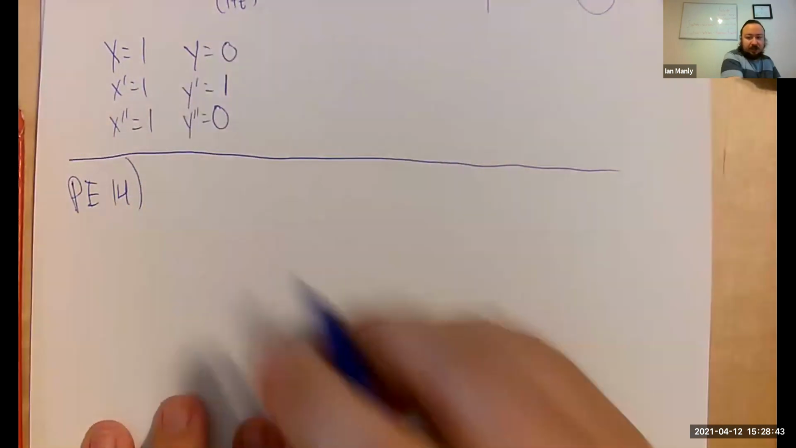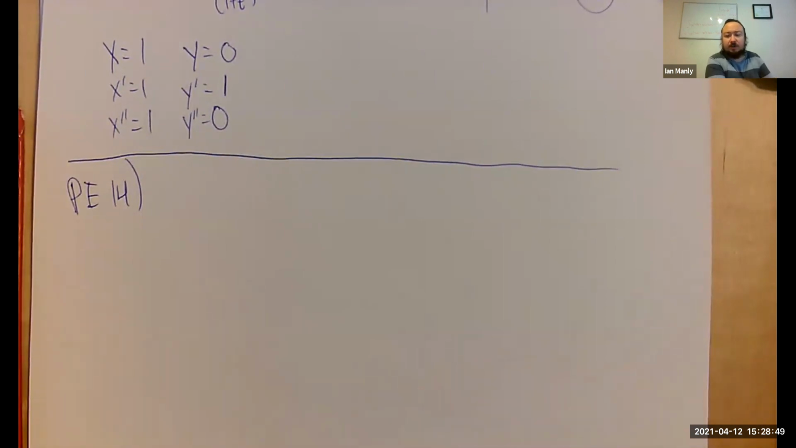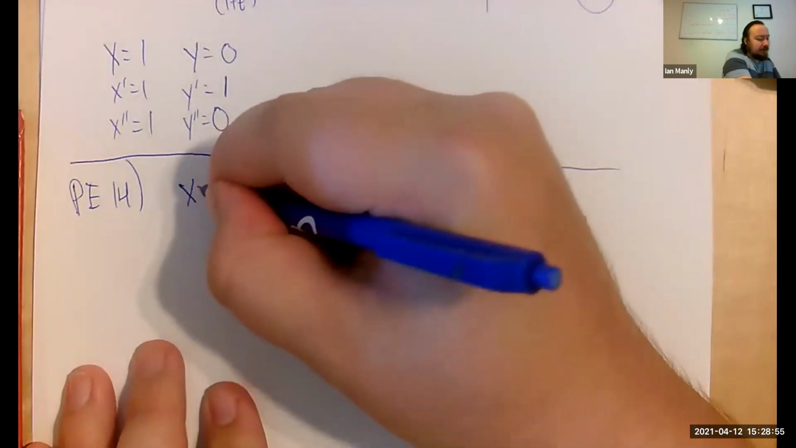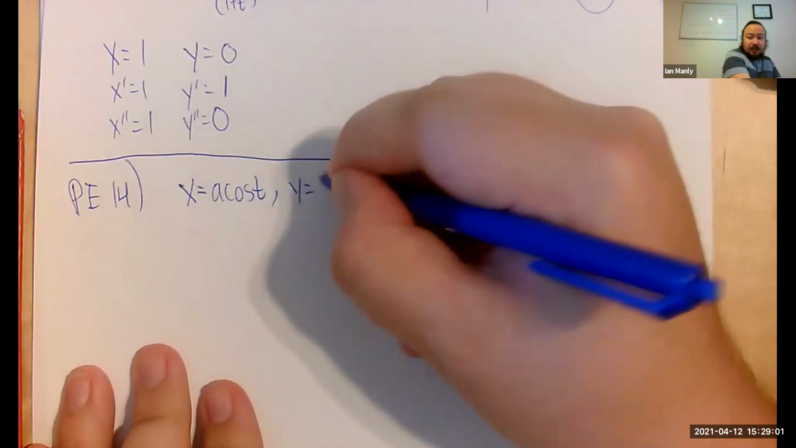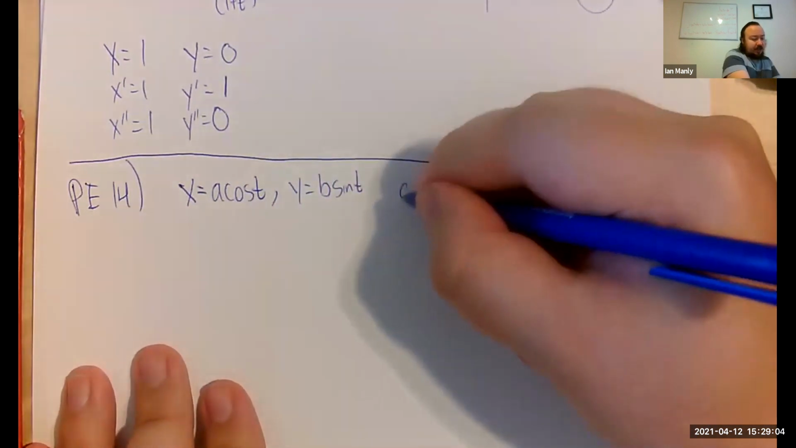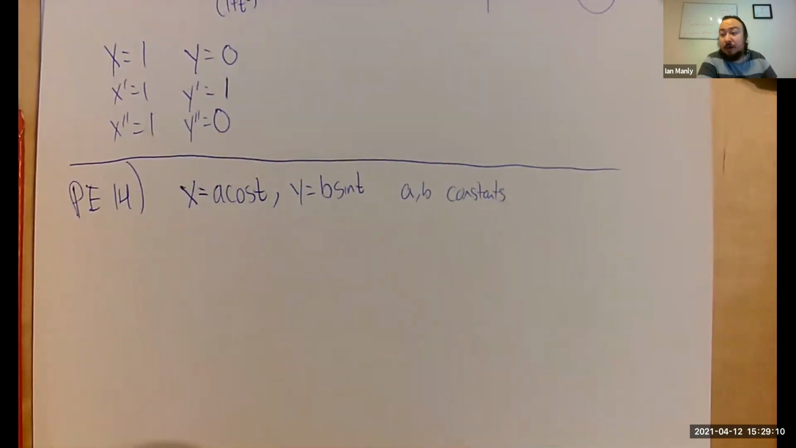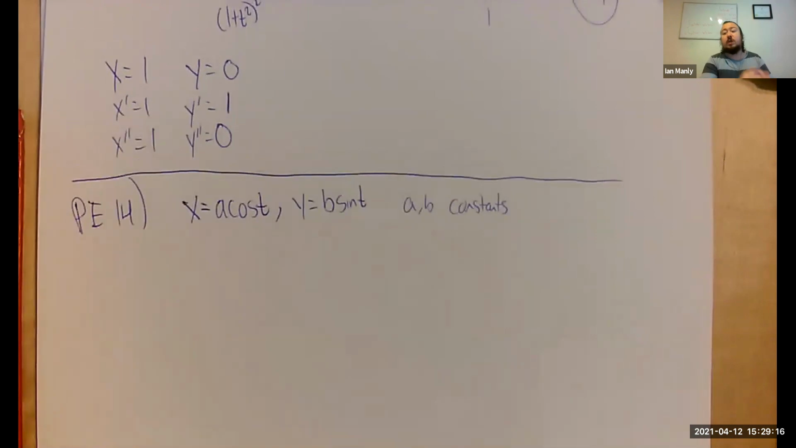Practice exam 14 right here. All right. So set up, but do not evaluate, an integral representing the circumference of the ellipse right here. And they give us the parameterization for the ellipse. X is a cosine of t, y is b sine of t, and they say a and b are constants. So this almost seems like the parameterization of a circle, but the thing is that a and b don't need to be the same number. So we may be going further in the x direction than the y direction, or it's the other way. We could be going further in the y direction than in the x direction, so we could have an ellipse.